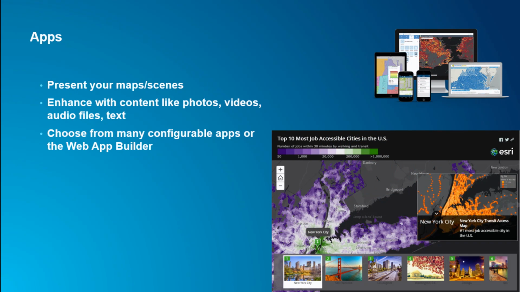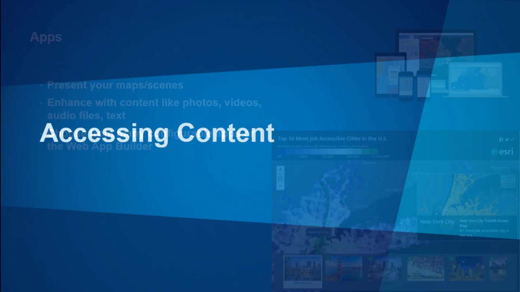We've got apps, which is how you would take your maps and scenes and present them to a certain audience, and you can enhance content. Your layers and maps, you can enhance them with media like photos, videos, audio files, text. And you can use all of those to tell a great story. And we've got a whole slew of apps that are available in the platform, configurable apps, the web app builder.